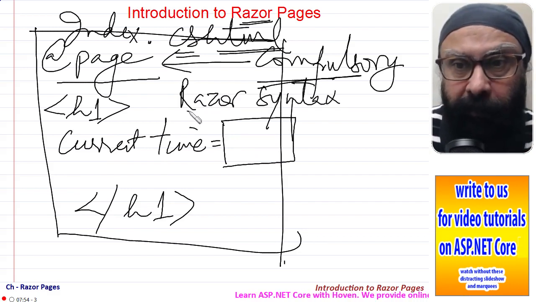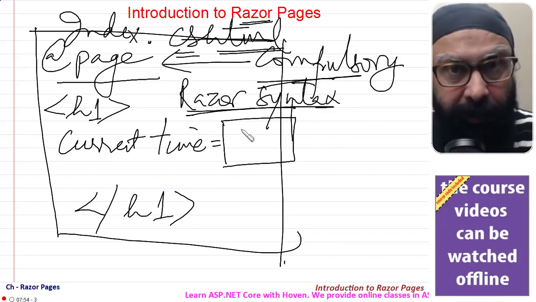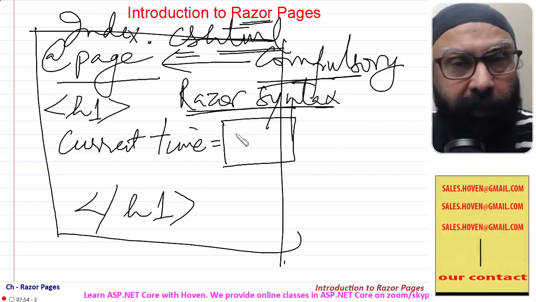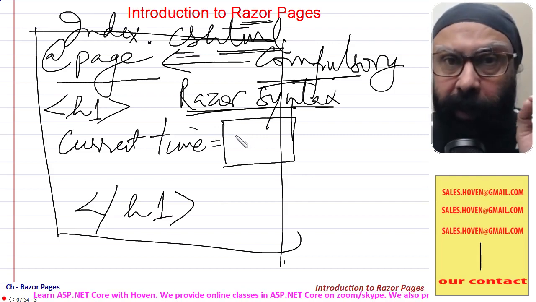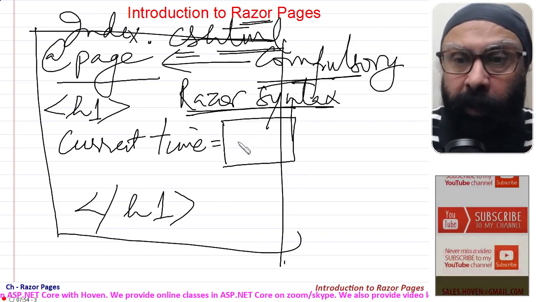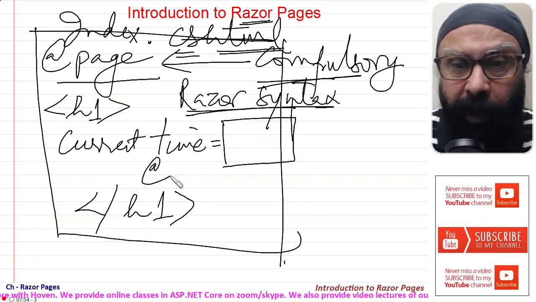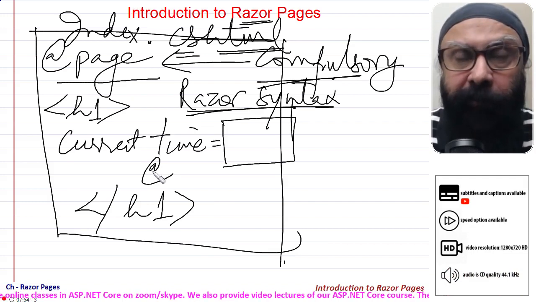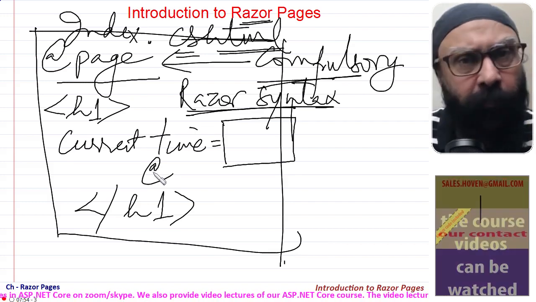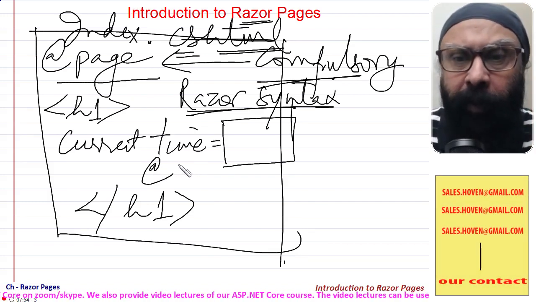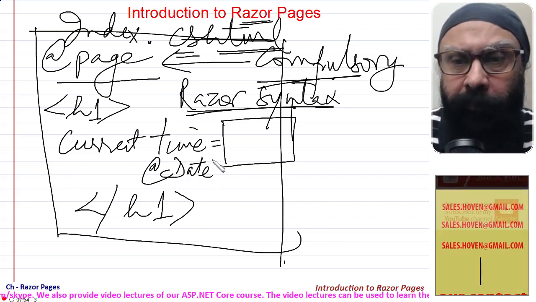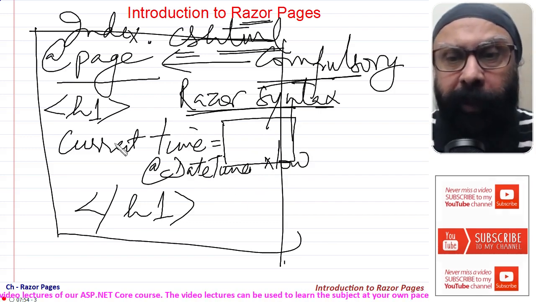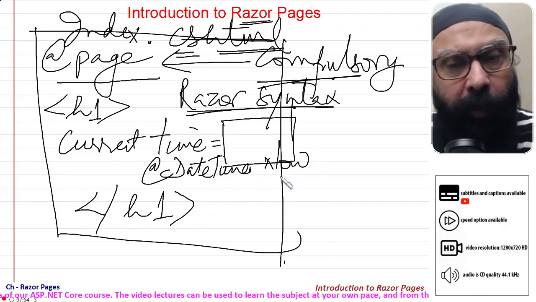Razor syntax, just like you have that PHP syntax if you have done PHP. Here there is a Razor syntax which is simpler than a PHP syntax. Razor syntax requires that you start with a sign called @. This @ sign signifies the start of the program. Just a simple statement will do here: @DateTime.Now. So if I write current time is equal to @DateTime.Now and just leave it here.